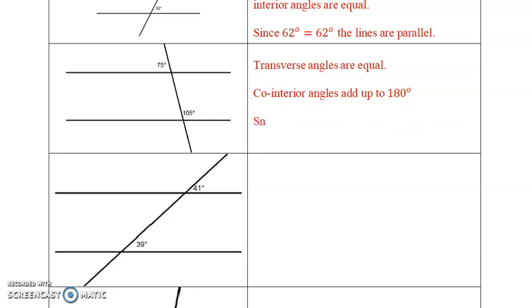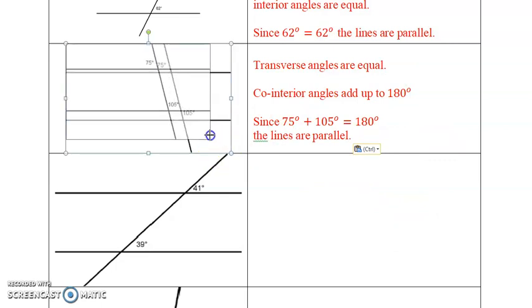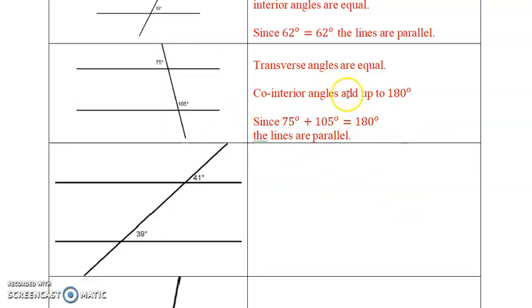since 75 degrees plus 105 is equal to 180 degrees, the lines are parallel. And again, two justifications are necessary.